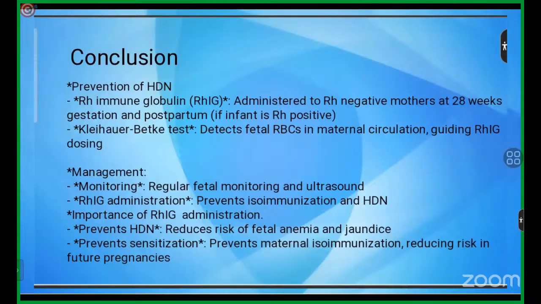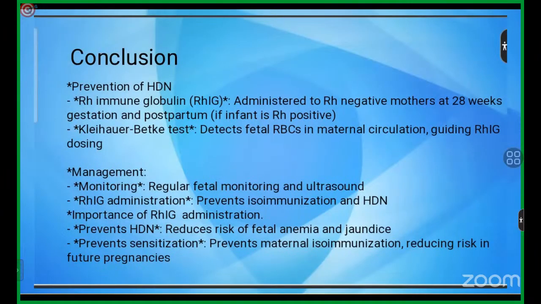If the father is Rh negative and the mother is Rh negative, both of them are negative, so the baby will definitely inherit the rhesus negative. Inheritance of rhesus negative will keep the baby and the mother safe. So there will be no need, and no consequence of FMH. So the KB test detects fetal RBCs in maternal circulation, guiding RhIg dosing.